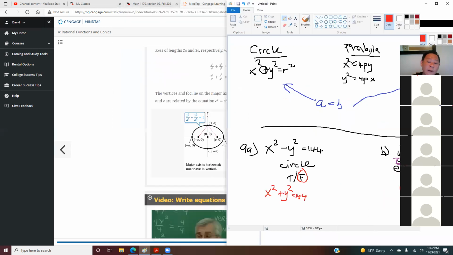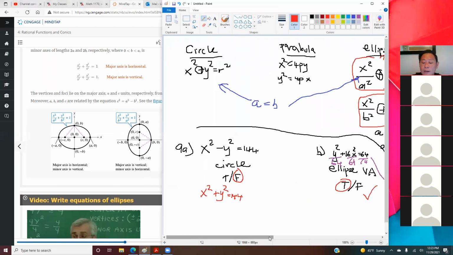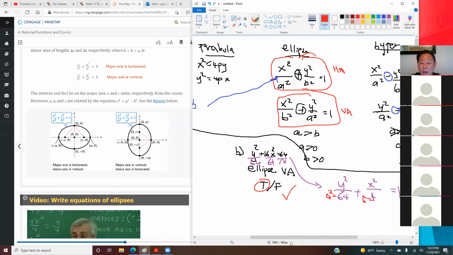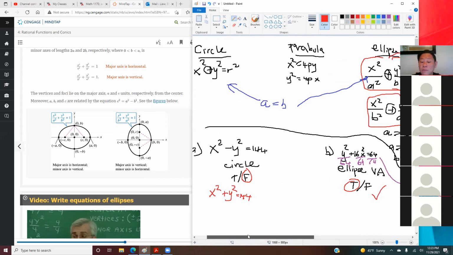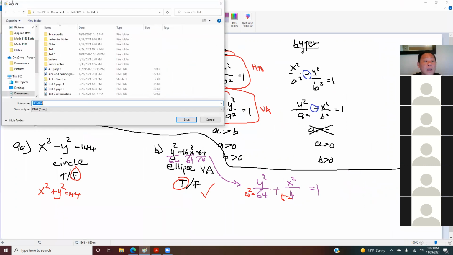So this is how you figure out, if you look at your ellipses, which one is vertical and which one is horizontal. Looking at your a and b, if the bigger number is underneath your x squared, it is on the horizontal. If the bigger number is under your y squared, it is on the vertical. In this example, the bigger one is under the y squared, so it is on the vertical axis. So this is how we figure out if this is true or false. So 9b is true. Questions?